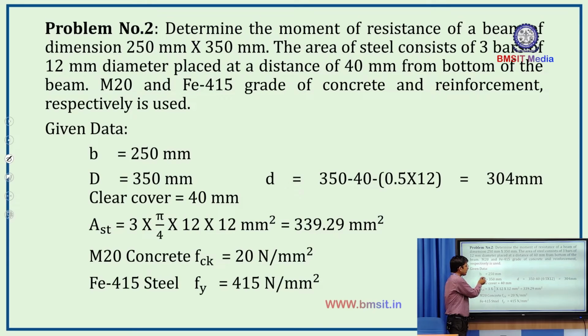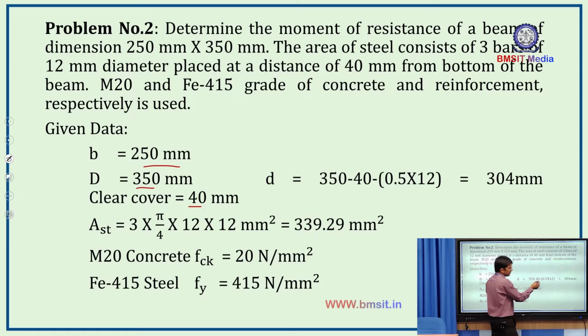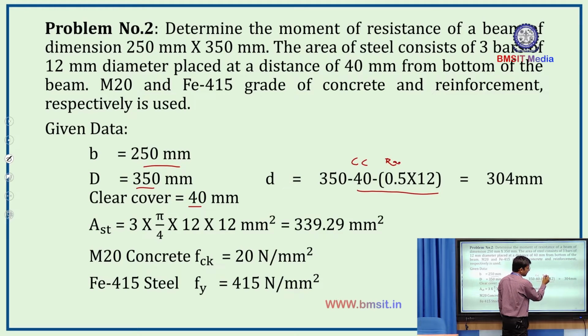B is 250 mm. After that D is 350 mm. The clear cover is given as 40 mm and the diameter of the bar is given as 12 mm. So first we calculate the effective cover. This is the clear cover, and this is the radius of the bar. So this is actually the effective cover now.